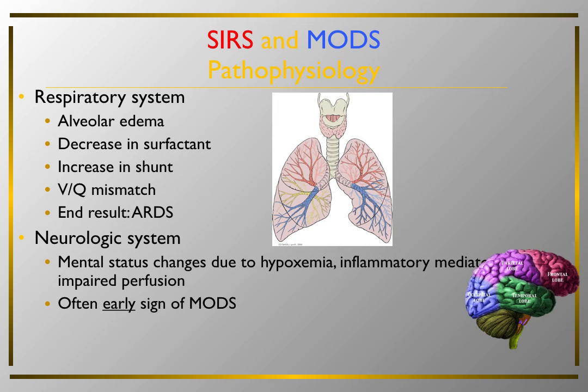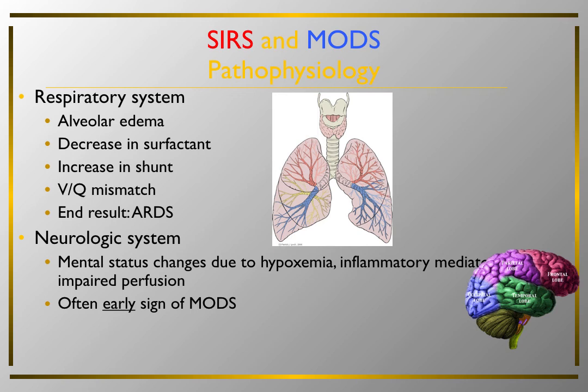The respiratory system is often the first system to show signs of dysfunction in SIRS and MODS. Inflammatory mediators have a direct effect on the pulmonary vasculature. The endothelial damage from the release of inflammatory mediators causes an increased capillary permeability. This causes movement of fluid from the pulmonary vasculature into the pulmonary interstitial space to the alveoli, which is not good because it causes alveolar edema, which now doesn't allow a lot of oxygen to be exchanged with the capillary.